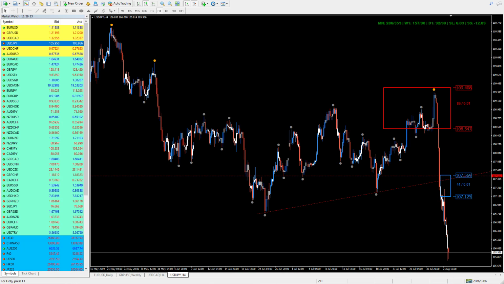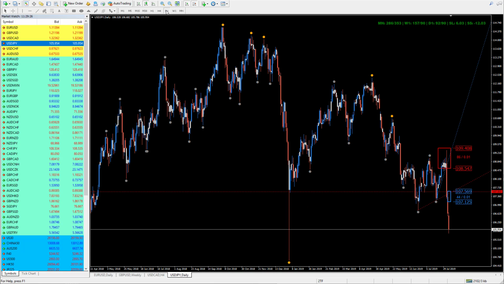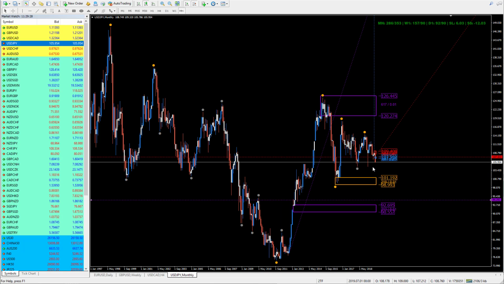So what we have there, we have lots of market structure failure going on here. You can see here, and it's all pointing up to here. And so they're kind of starting to accumulate short orders once price comes up into here, or waiting to buy until price gets at least below these lows. The beginning of the buy zone is below these lows here.